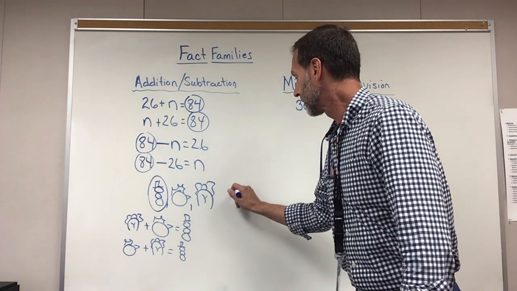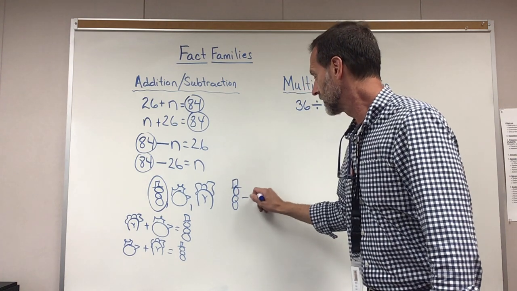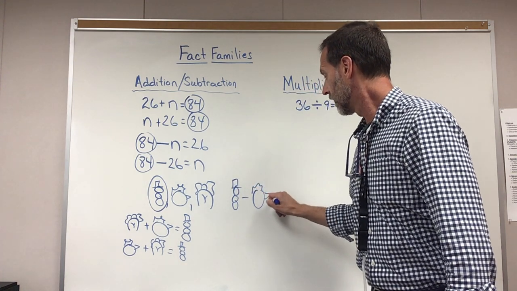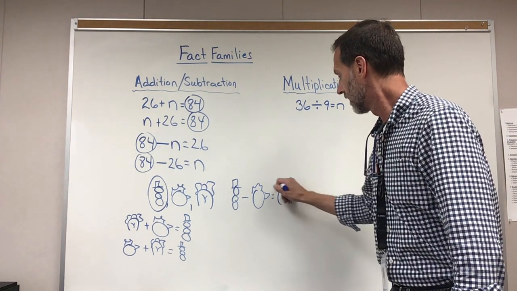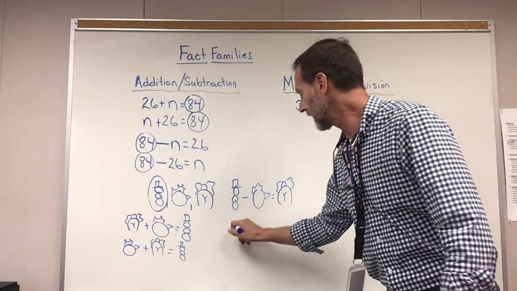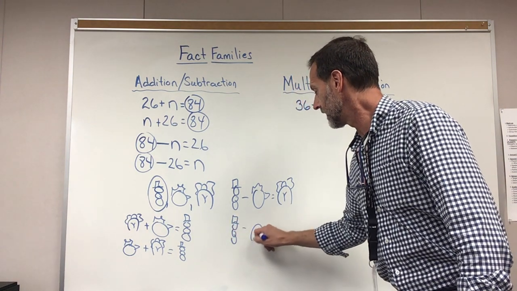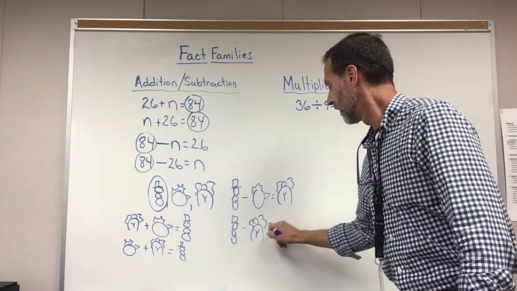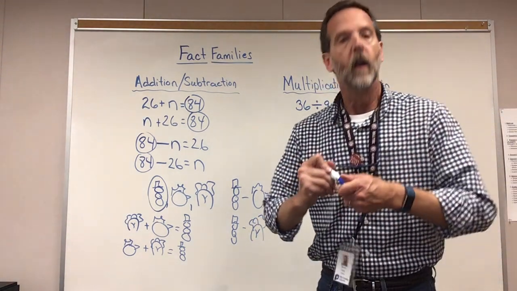So I could write snowman minus chicken head will give me elephant butt, right? Or I could write snowman minus elephant butt will give me chicken head, okay?